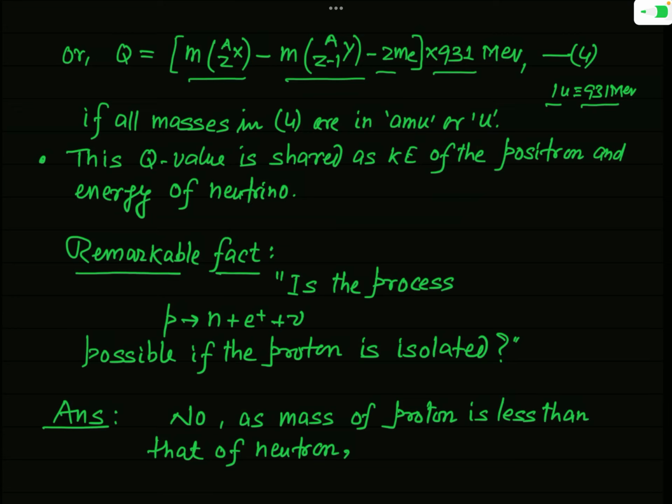Just like the beta minus decay process, you can also say here that since the daughter nucleus is very massive, it does not share any appreciable amount of the energy from this Q value. The complete Q value is shared between the positron and the neutrino in the form of kinetic energy. So I have mentioned it here that the Q value is shared as kinetic energy of the positron and the energy of the neutrino.